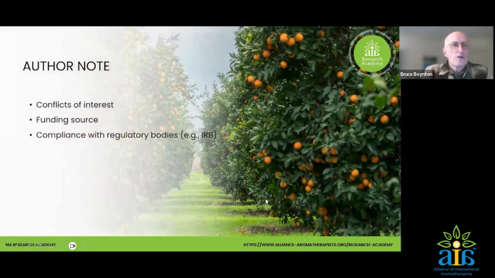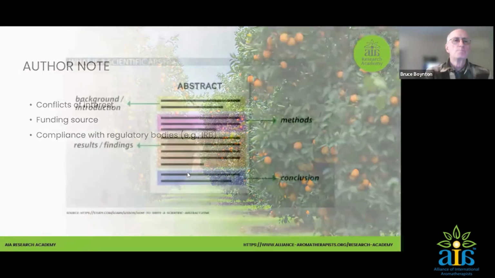The author note should include conflicts of interest, the funding source, and compliance with regulatory bodies. That's where in the author note is a good place to put that this was reviewed by the Institutional Review Board on such and such a date, and they gave it such and such a number, and they approved it right there in front on the first page of the article.